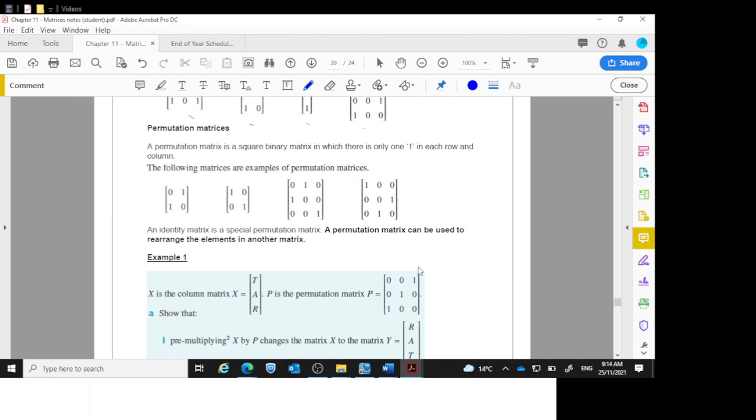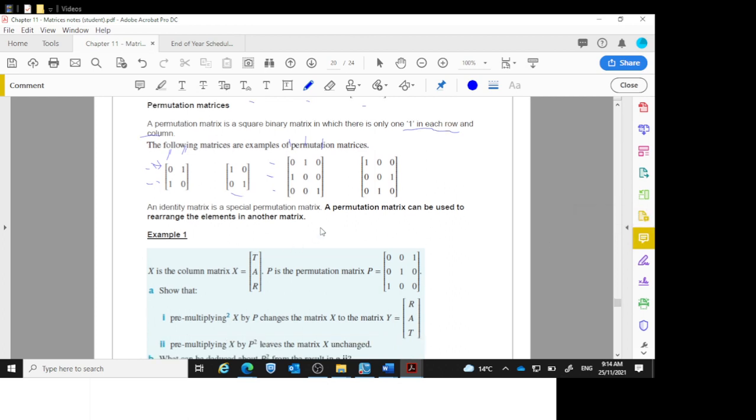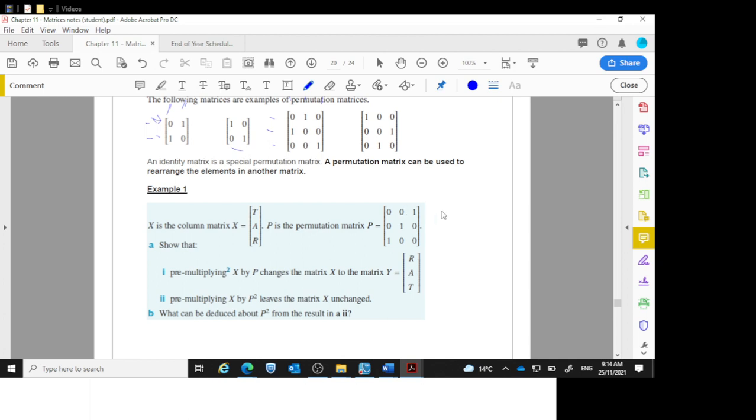Permutation matrices. It's a square matrix, so it has to be square, so 2 by 2, 3 by 3, 4 by 4, where there is a 1 in each row and column. So you can see here there's a 1 in this row and this row, and then in the columns here. Same here, same here. These are never repeating, and they're separate. An identity matrix is a special permutation matrix that has a 1 in each row and column.